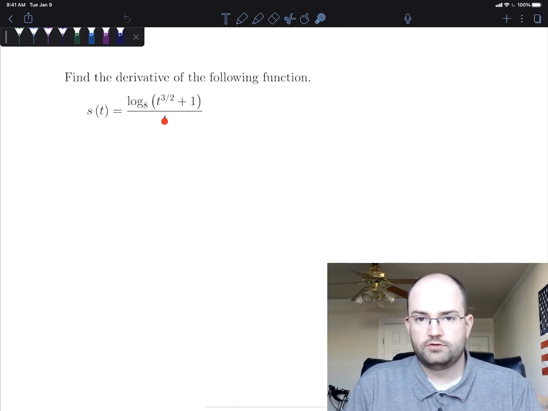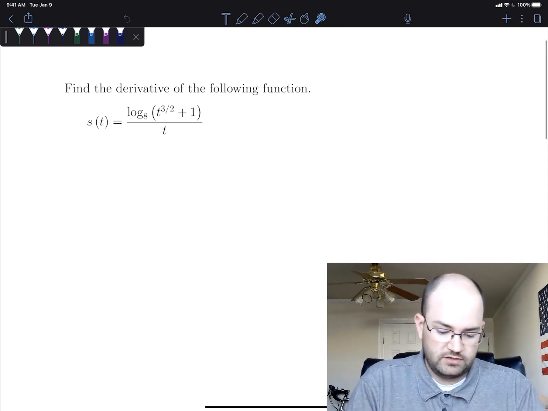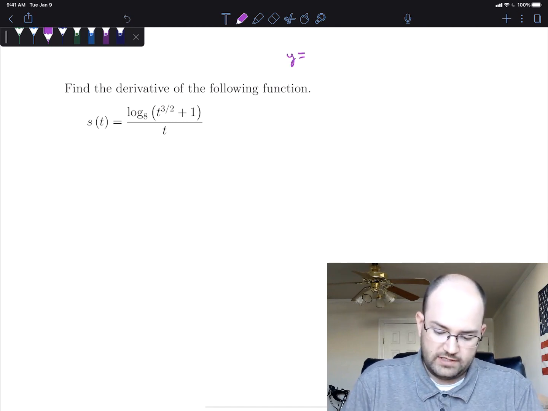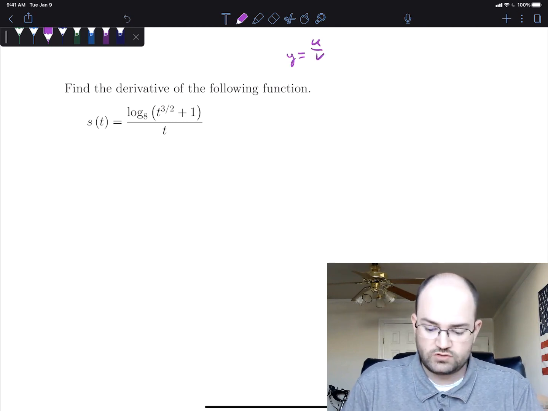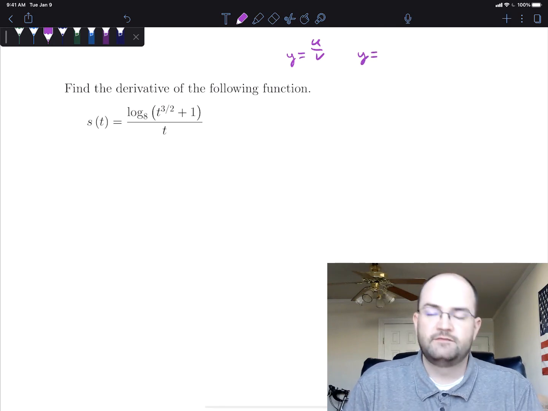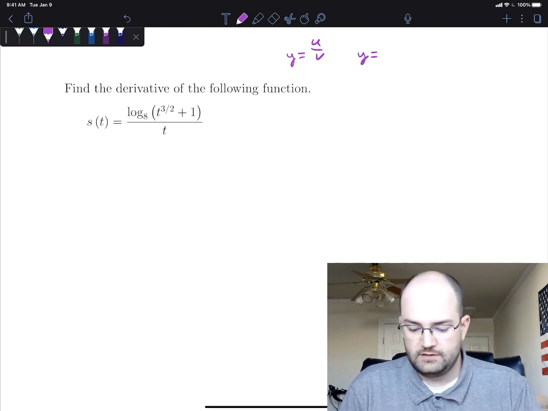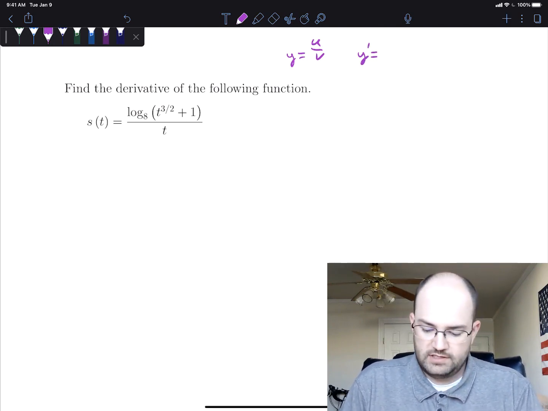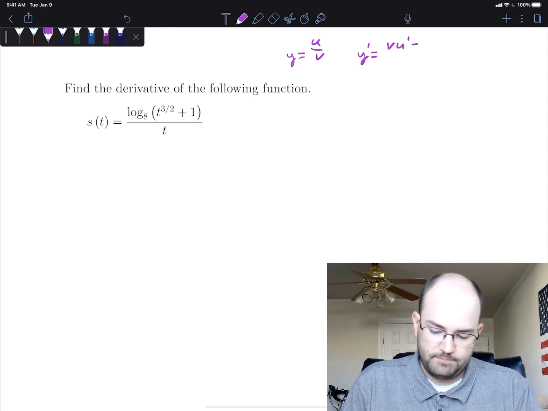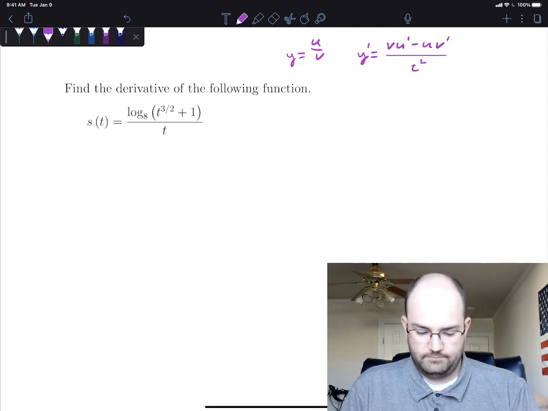logarithm divided by a polynomial. In other words, it is a quotient here, and we need to use the quotient rule. Now the quotient rule says that if a function is y equals u over v, then y prime is going to be v u prime minus u v prime, and then all over v squared. Awesome. So let's do that.